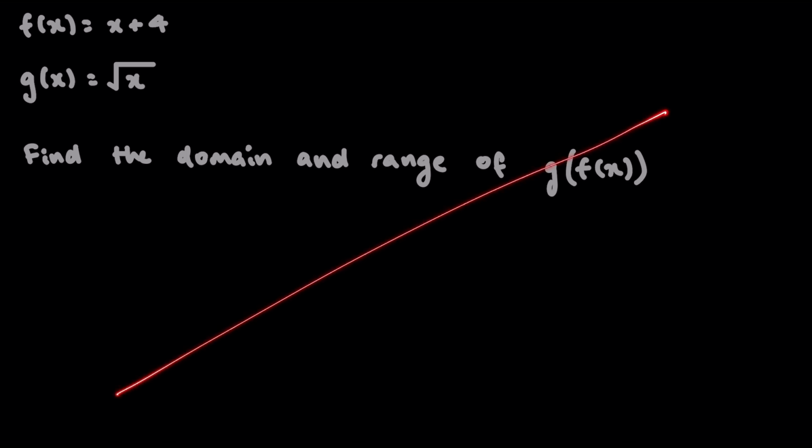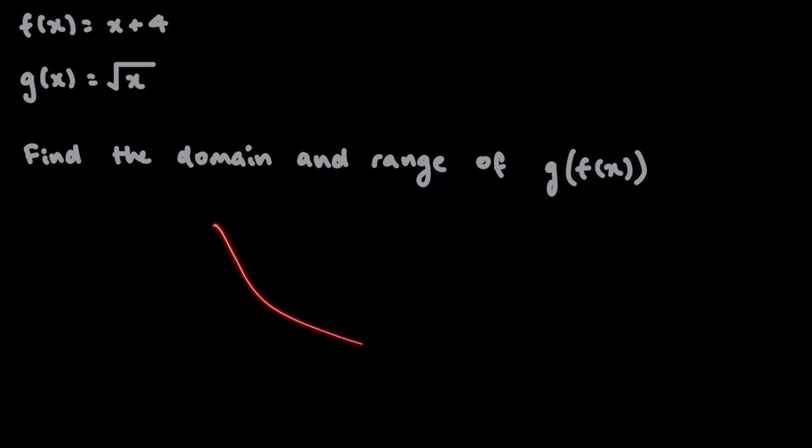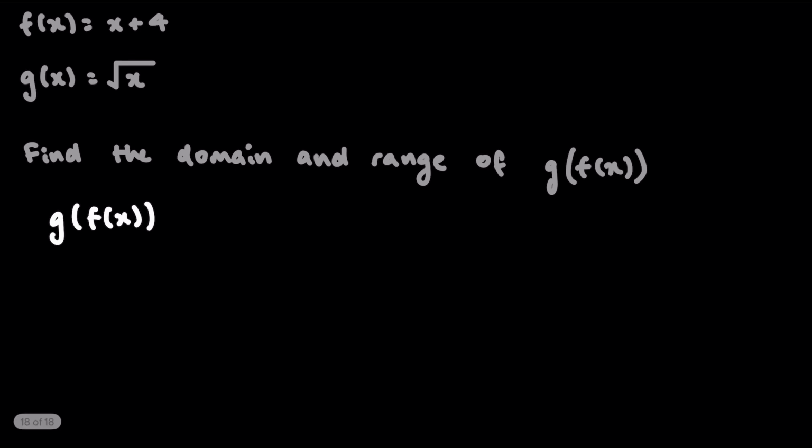We know that lines look like this, and we know that square root graphs either look like this, or they can look like this, etc. So if we want to find the domain and range of g of f of x, what a lot of people will do is they'll first try to work out the expression, or what the function g of f of x looks like. And we can work that out, but just a heads up, this will not help you work out the domain and range of g of f of x.